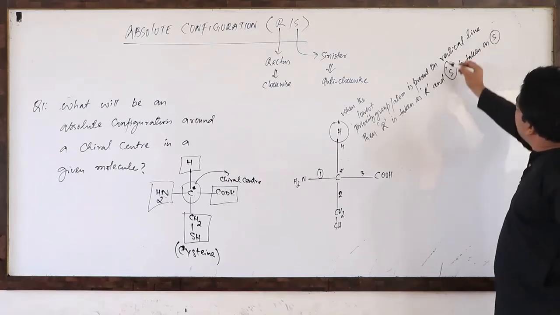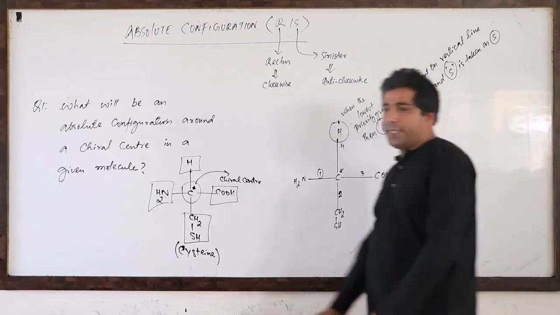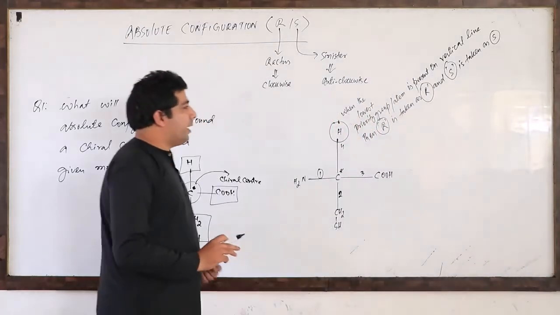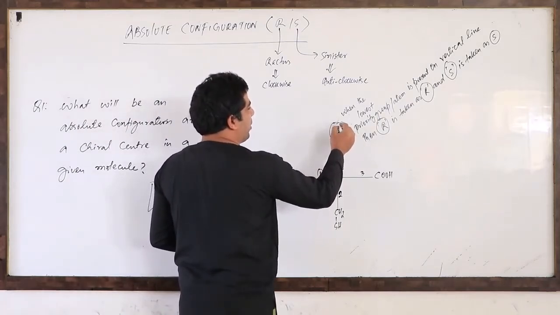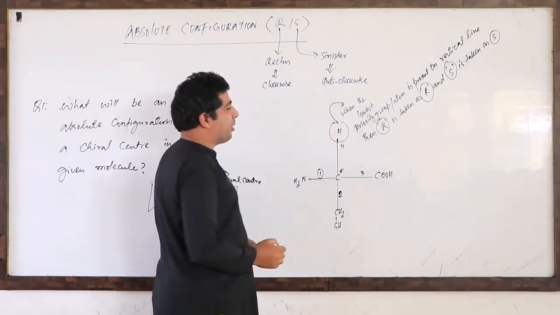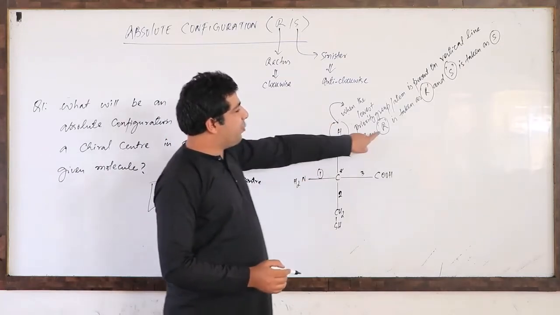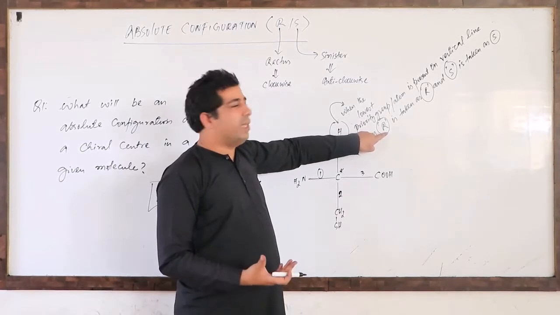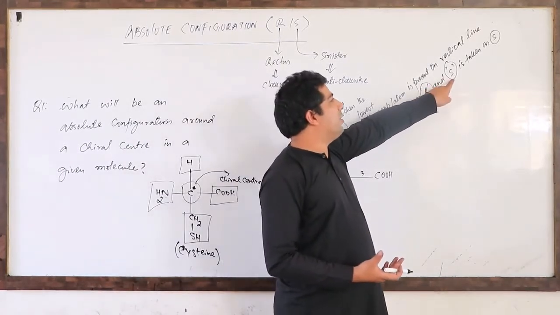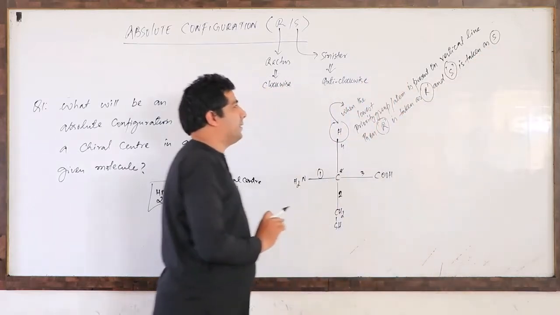That means S will be taken as S and R will be taken as R. So let's understand. My dear friends, hydrogen is basically your lowest priority group. When the lowest priority group is present on the vertical line, then if you get the R configuration here, it will be taken as R only. And if you get S configuration, it will be taken as S. This is just a trick to remember the things.